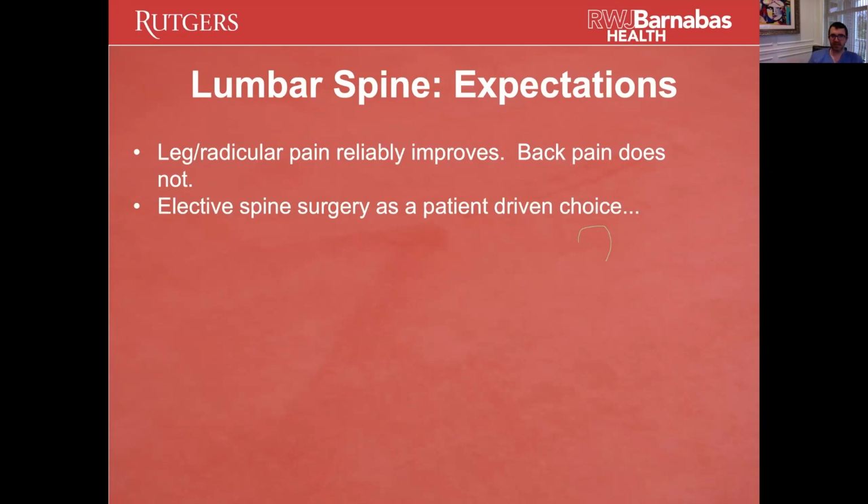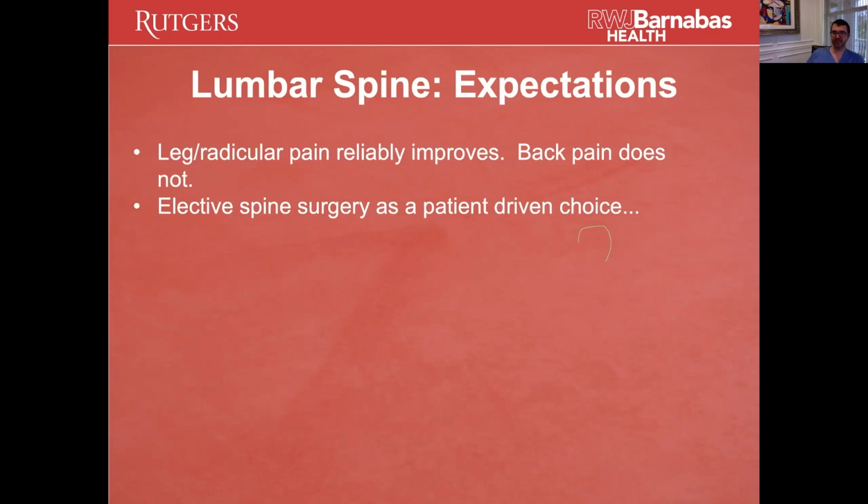Generally speaking, leg pain, the radicular pain, usually gets better. Back pain usually does not. In the neurosurgical and the spine surgery literature, there's lots of new tricks that are evolving, things that we're trying to do with helping back pain. And we do help back pain, but it's just more of a roll of the dice. It's less reliable than treating nerve pain.